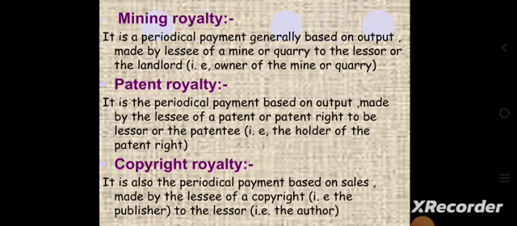Okay. So then copyright royalty. It is also a periodical payment based on sales made by the lessee of a copyright. So for example, by a manufacturer to the owners of patent, licensed for having been allowed to manufacture articles. So clear.